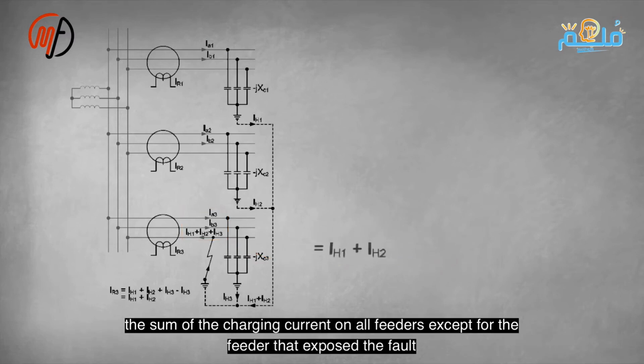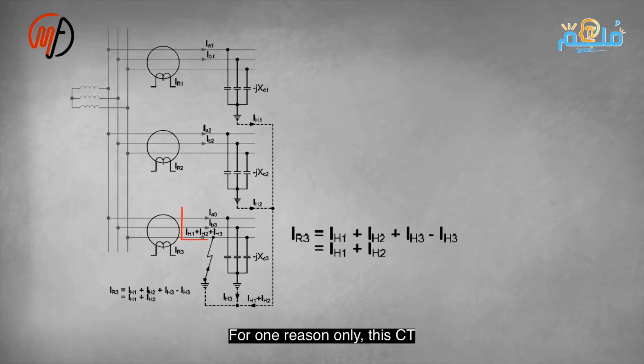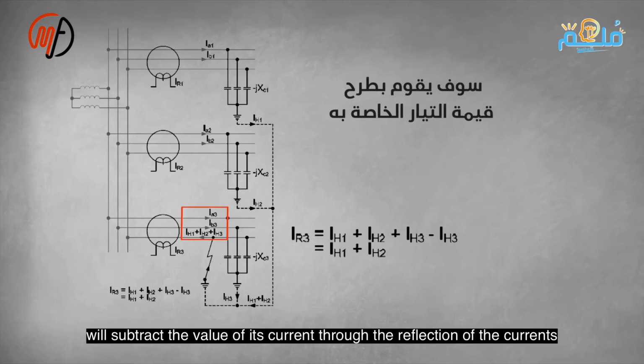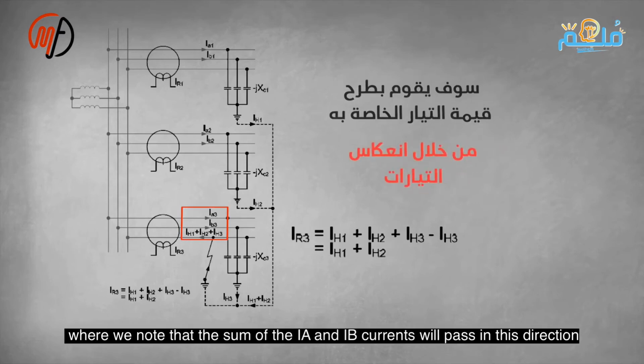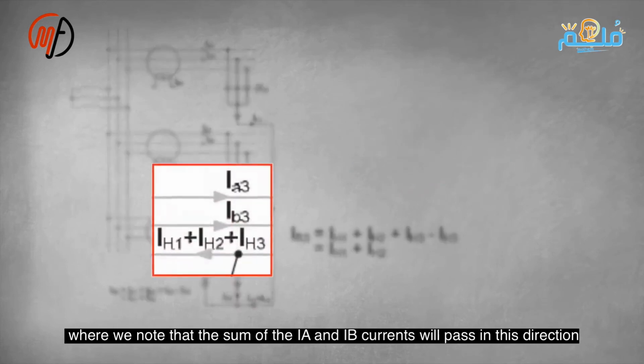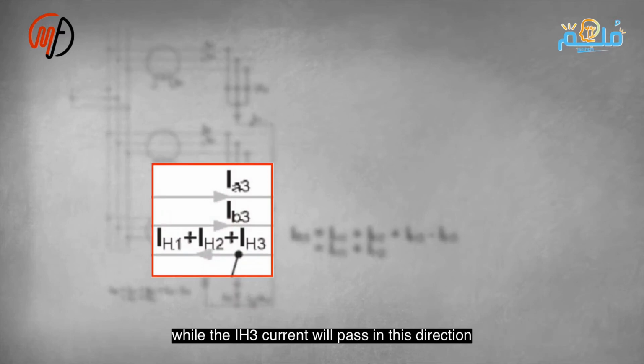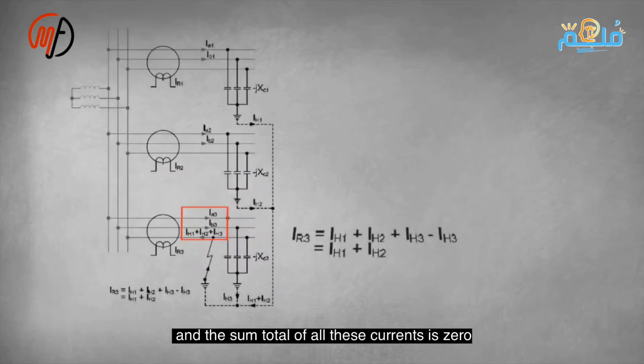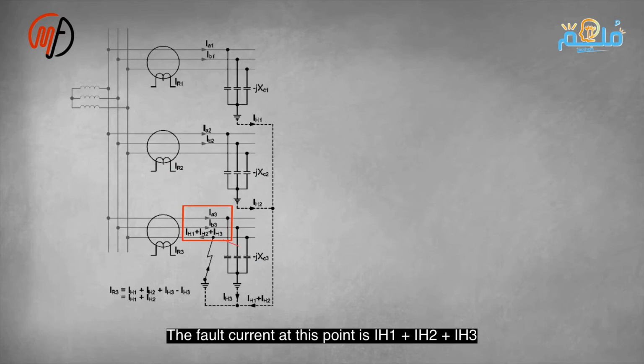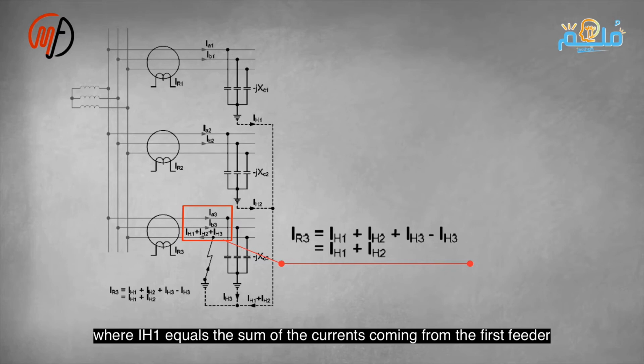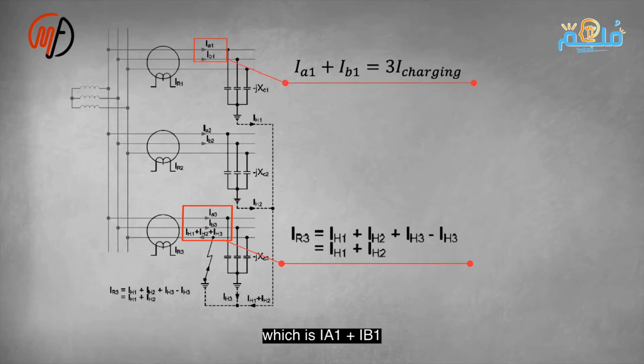The sum of currents IA and IB flows in one direction, while IH3 flows in another, with their vector sum equaling 0. Therefore, the fault current at this point equals IH1 plus IH2 plus IH3, where IH1 equals the sum of the currents coming from the first feeder, which is IA1 plus IB1.